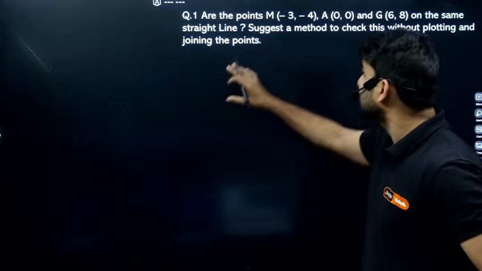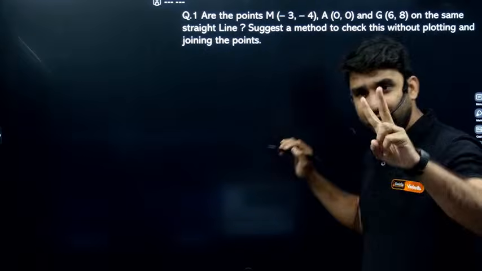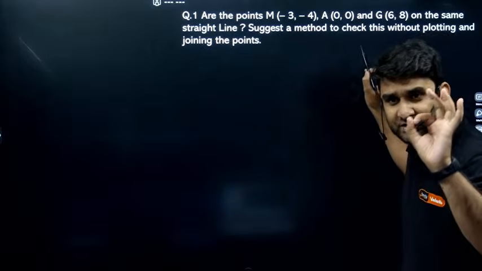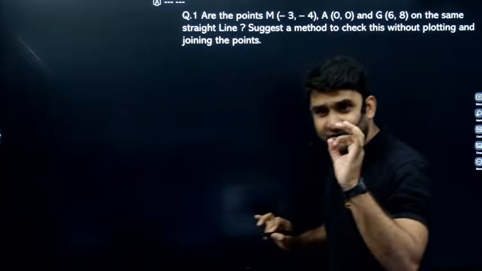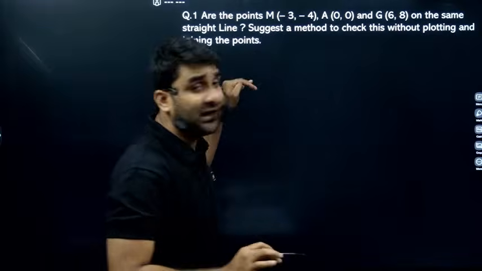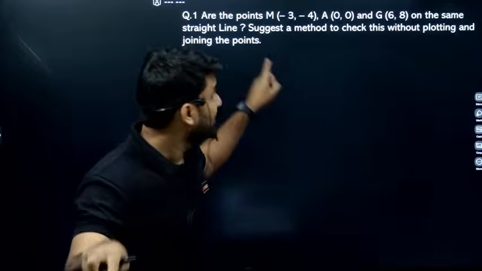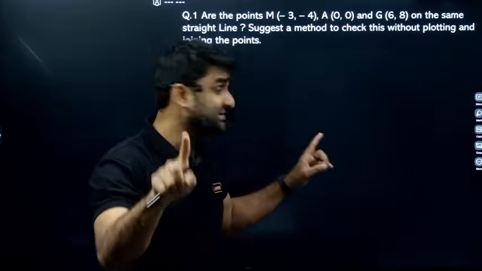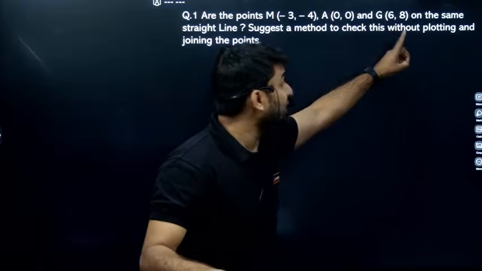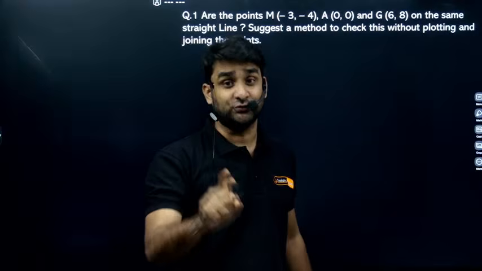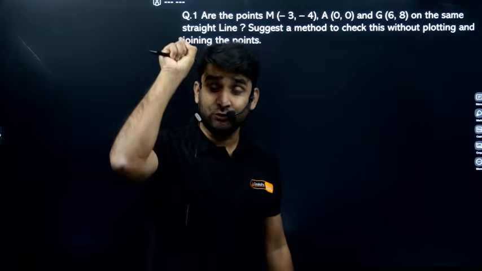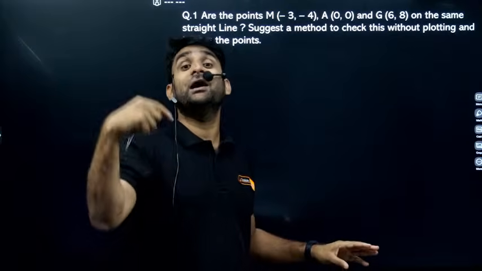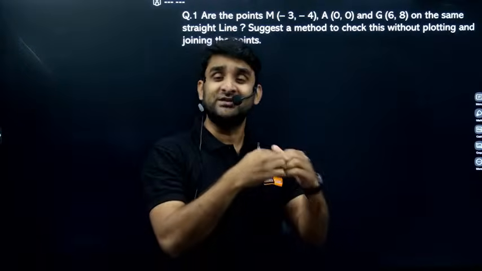Question number 1: are the points M, A and G on the same straight line? The coordinate of M is (-3, -4), point A has coordinate (0, 0), and point G has coordinate (6, 8). We have to investigate whether these 3 points are on the same straight line or not. But the twist is, suggest a method to check without plotting the points on a graph. Without plotting these points on graph, you have to identify whether these points are on the same straight line or not.